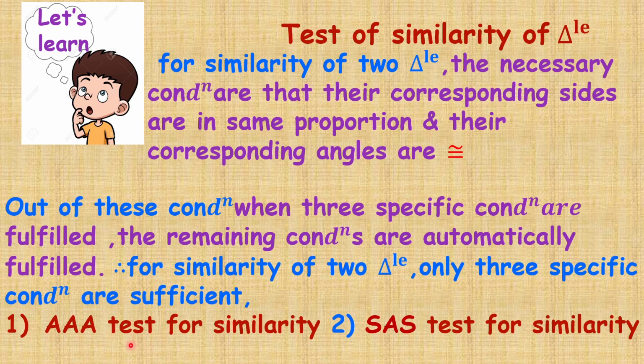AA test of similarity, in short we also say AA. Second is SAS test of similarity, side angle side. And third is SSS test of similarity, side side side test of similarity.